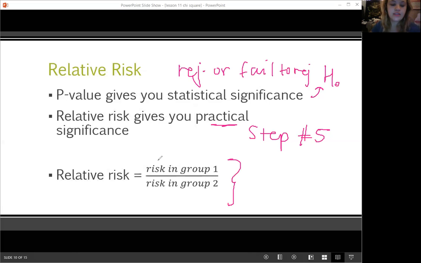So remember, risk is basically the same thing as the probability of something happening. So this is basically saying the risk of group 1 happening divided by the risk of group 2. And then that's going to give you the relative risk in the end.